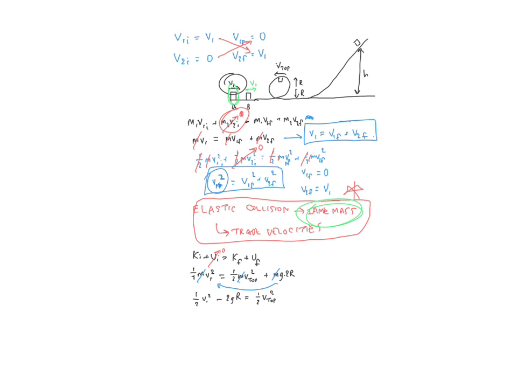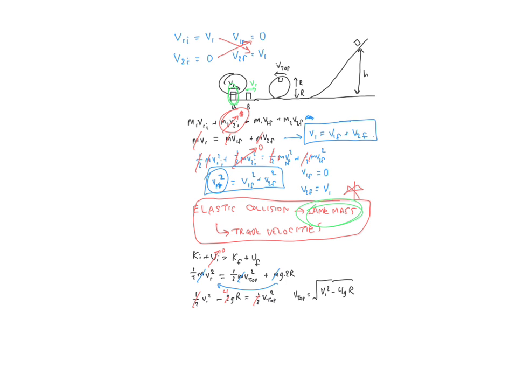We'll multiply everything in this equation by a 2 to cancel out that 1/2. So when you multiply the first term by a 2, the 1/2s cancel out. When you multiply the last term by 2, the 1/2s cancel out. And when you multiply 2gr by a 2, you'll get 4gr. So you can see now that v top is equal to the square root of v1 squared minus 4gr.